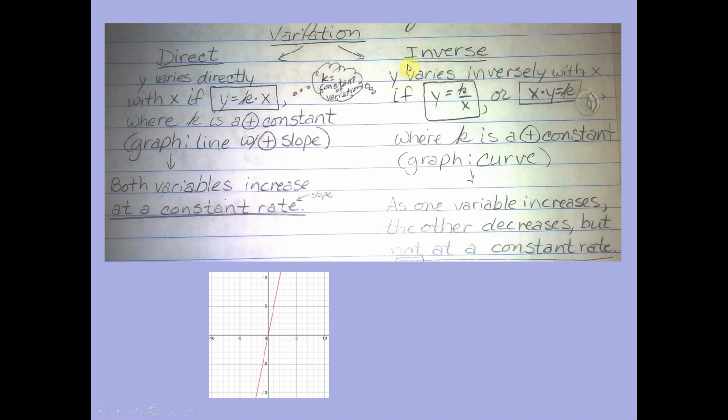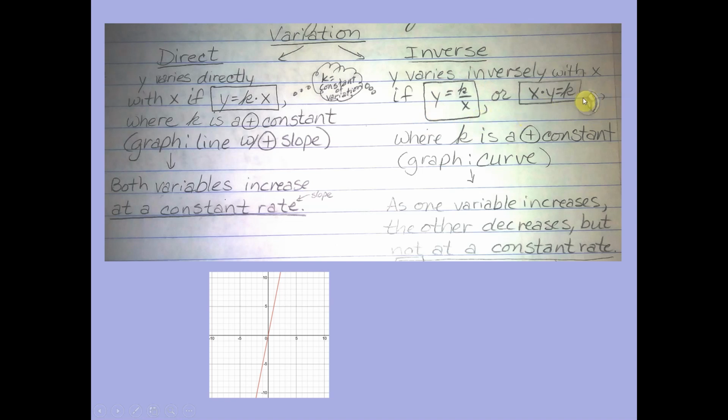Inverse variation is the one that ties in with this chapter. And y varies inversely with x if y equals k divided by x. So to find y, you could take the constant, divide by x. Now that's kind of hard to work with, right? It is the main equation for inverse variation. That's the main form you use.